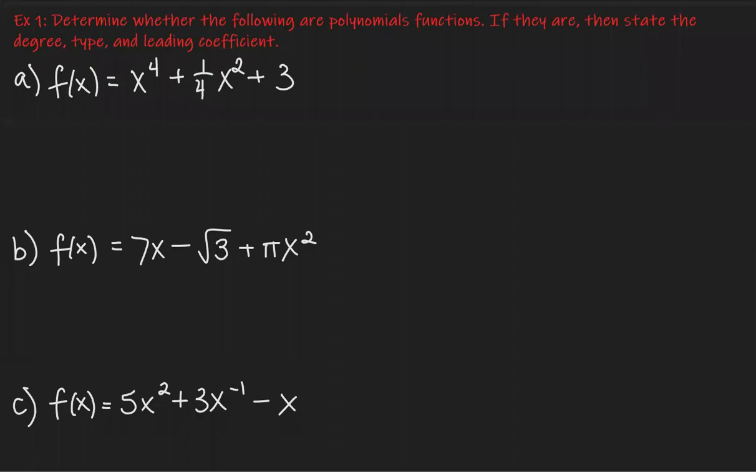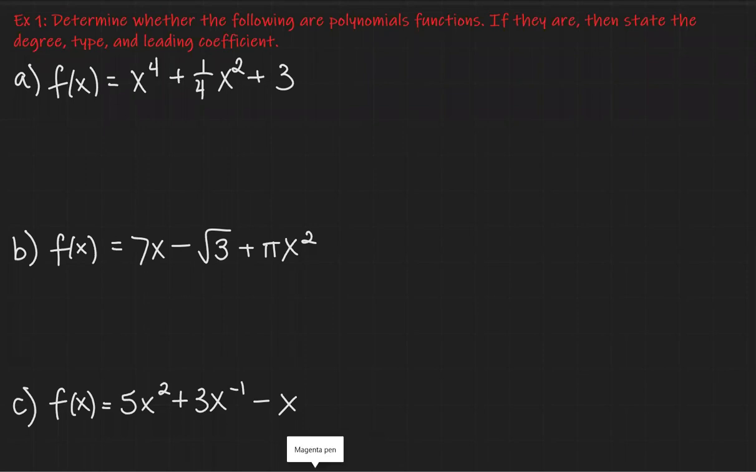Let's go ahead and use our newfound knowledge to identify which is a polynomial and which is not. So determine whether the following are polynomial functions. If they are, then state the degree, type, and leading coefficient. So let's look at this first one.